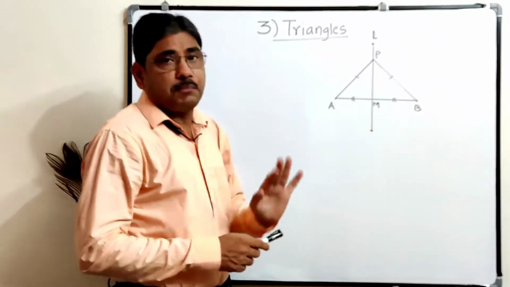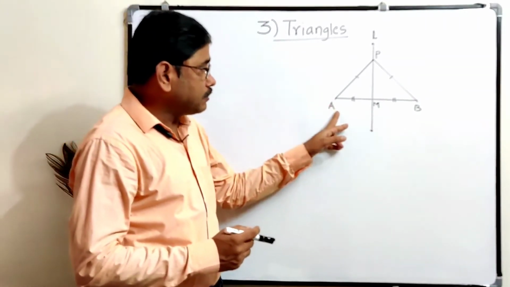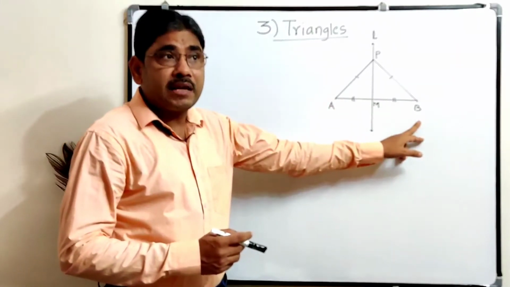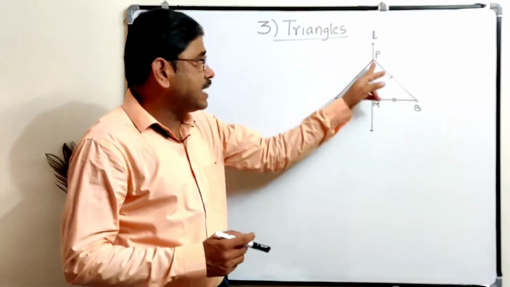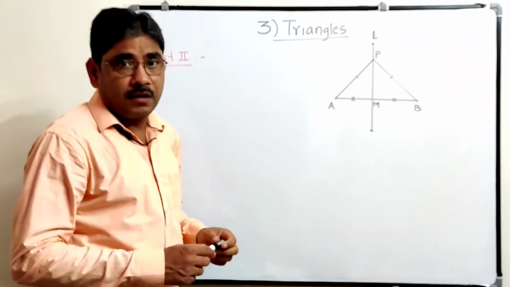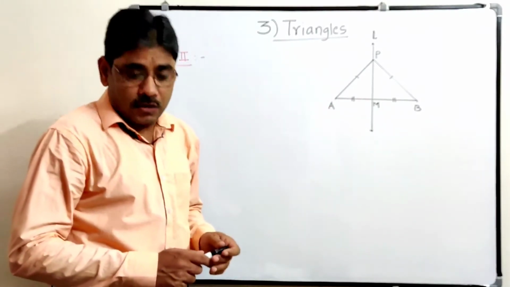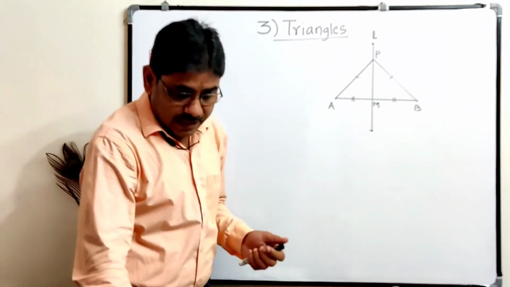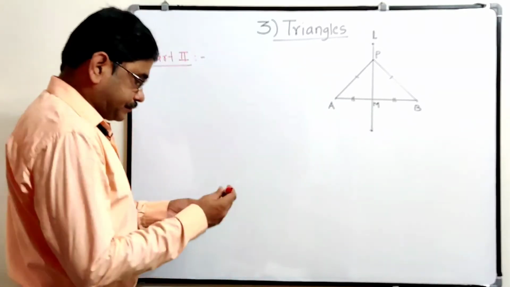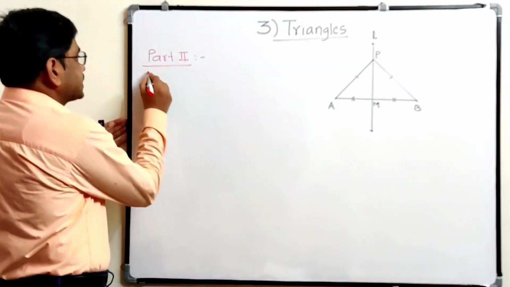So here P is a point which is equidistant from the endpoints of segment AB, means A and B, means here PA equals PB is given. Then what do we have to prove? This line L is the perpendicular bisector of that segment AB. So write given. So what is given?